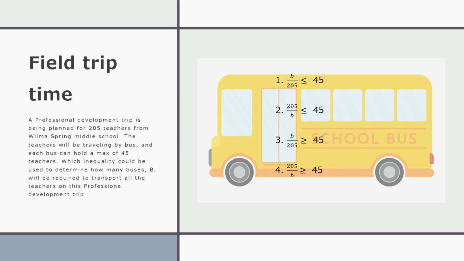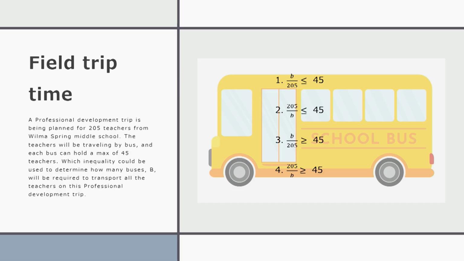A professional development trip is being planned for 205 teachers from Wilma Springs Middle School. The teachers will be traveling by bus, and each bus can hold a max of 45 teachers. Which inequality could be used to determine how many buses B will be required to transport all of the teachers on this professional development trip?